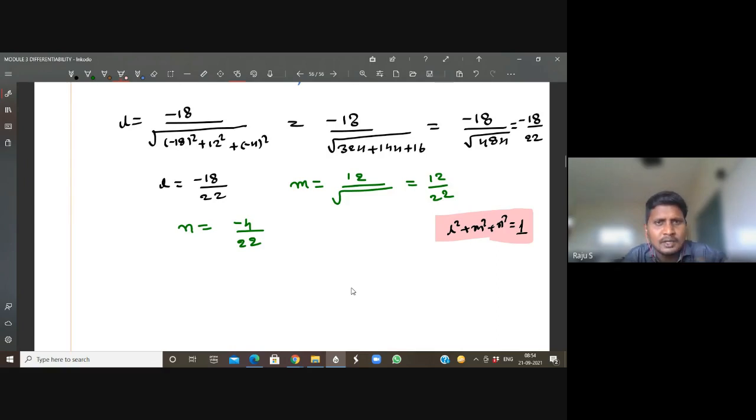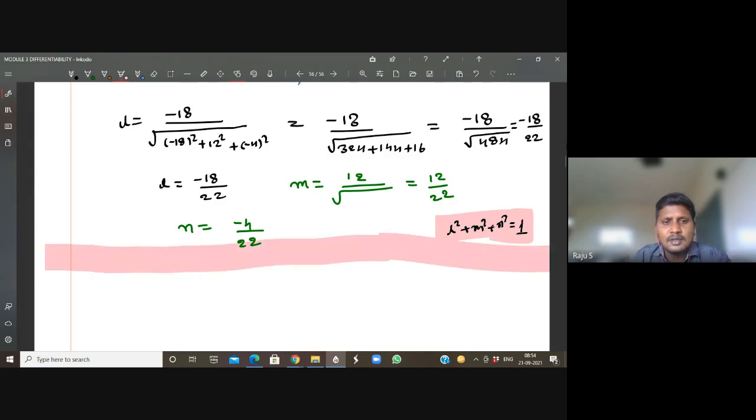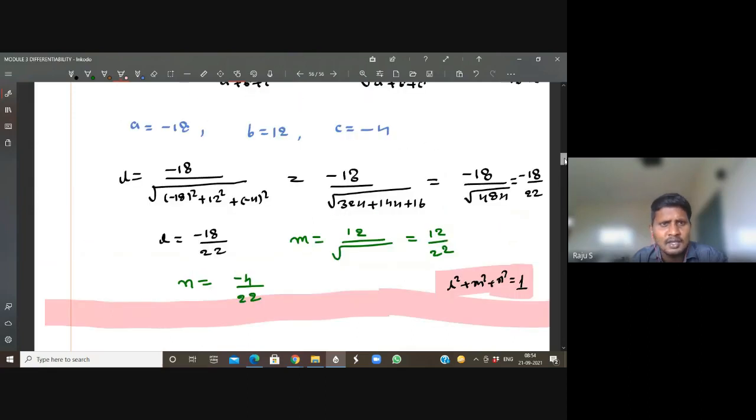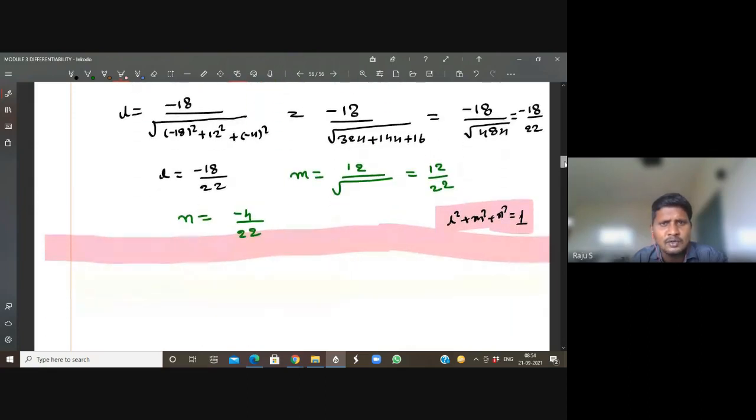Okay, sir, direction ratios are given, we can find the direction cosines with the help of this condition. Then when they have given the direction cosines, how can you find the direction ratios? 99% they won't ask that kind of question. In case they ask, I'll tell you the procedure, no doubt. This is about finding the direction cosines when the direction ratios are given. Any doubts here?